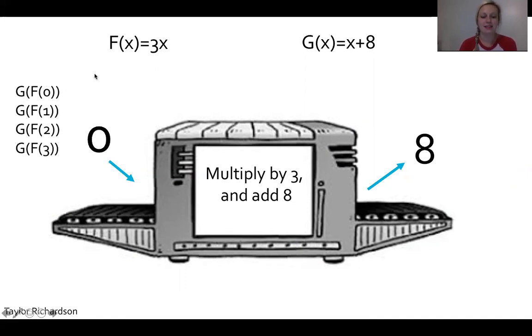Basically what that means is that we're going to plug 0 in for x in the f of x function, so we would do 3 times 0, and so f of x would equal 0 because 3 times 0 is 0. We would plug 0 in for x in the g of x formula. So 0 plus 8 is 8. And that's represented right here with this little function machine. You put 0 in, and you follow the rules of the functions, you multiply by 3 and add 8, and you get the number 8 as your output.